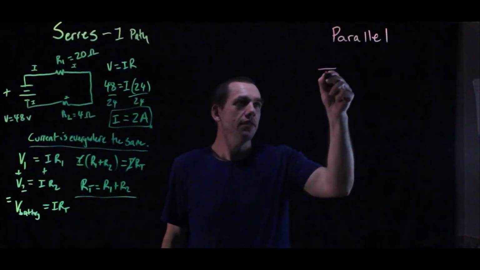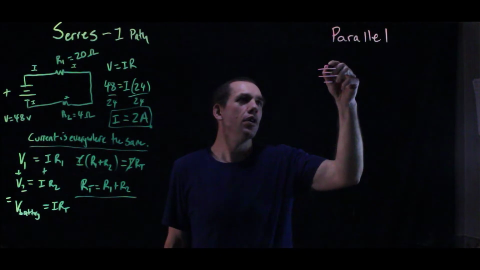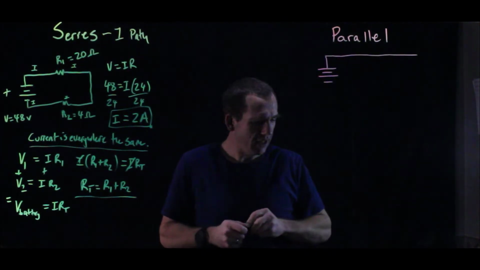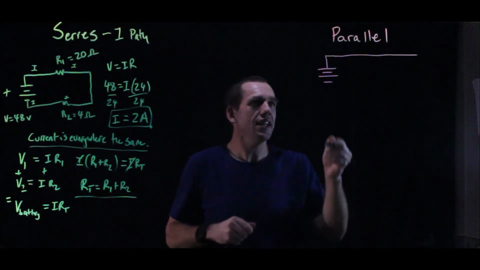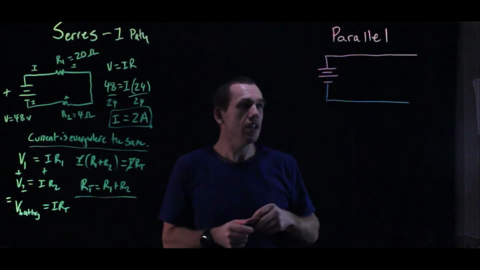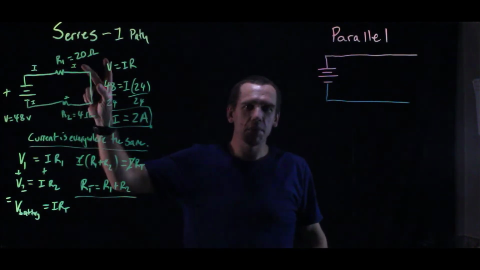In a parallel circuit, we have more than one path for current to follow. So I'm going to draw this one, and I'm going to put a line there, and another line here. And I'm using these different colors because in any given wire, the potential is the same.